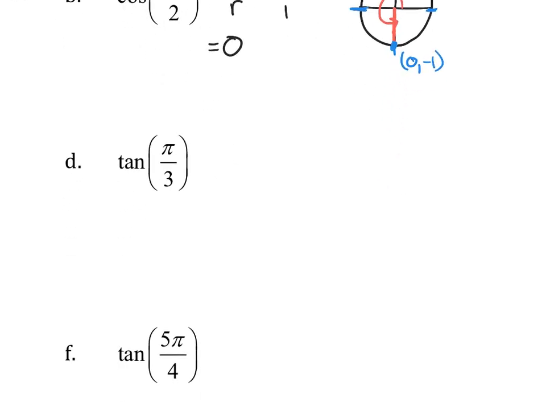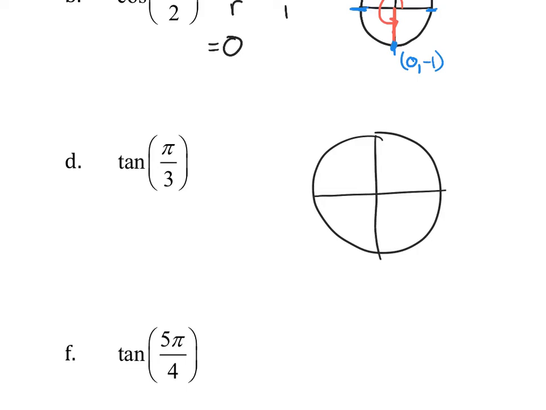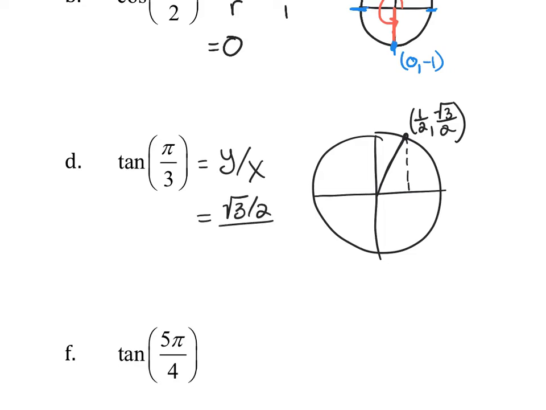Okay, we've got tangent of pi over 3. We've got a lot of these 30, 60, 90 triangles. Here is pi over 3. I draw my little right triangle, realize that the x-coordinate is the shorter one, or 1/2. The y-coordinate is root 3 over 2. Tangent is y over x. Y is root 3 over 2. The x is 1/2. The 2's cancel, leaving me just with root 3.